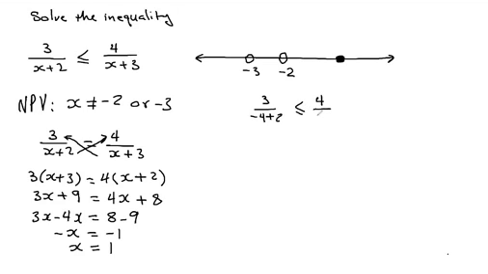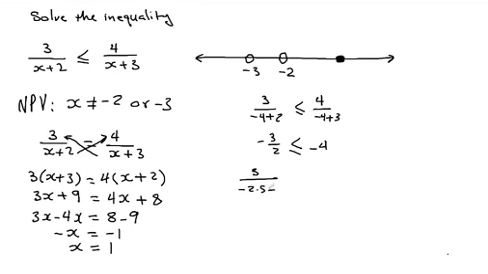So now, if you're testing in this interval here, let's take -4. So we go 3 over -4 plus 2 is less than or equal to 4 over -4 plus 3. Now 3 over -4 plus 2 is going to be -3/2, is less than or equal to 4 over -4 plus 3. That's going to give you -4, because that's 4 over -1. Is that less than that? No, that's not. That's false, so you don't shade in this region.